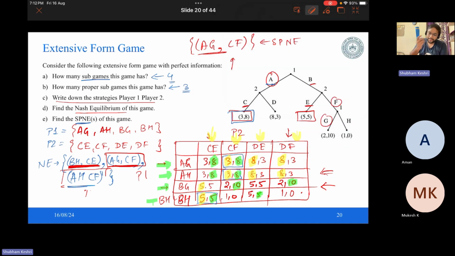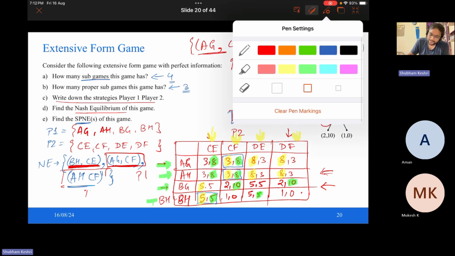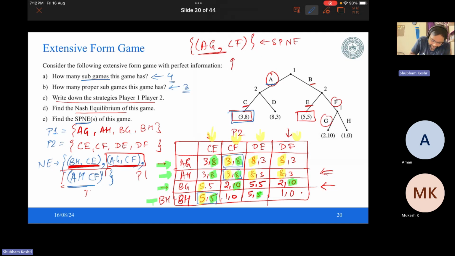Is this all right? Now you see, you may ask, why will this BHCE be a Nash equilibrium? Because this is not a very good strategy to play. You see, when player 2 is playing, I will play H when you play B, and I will play F.